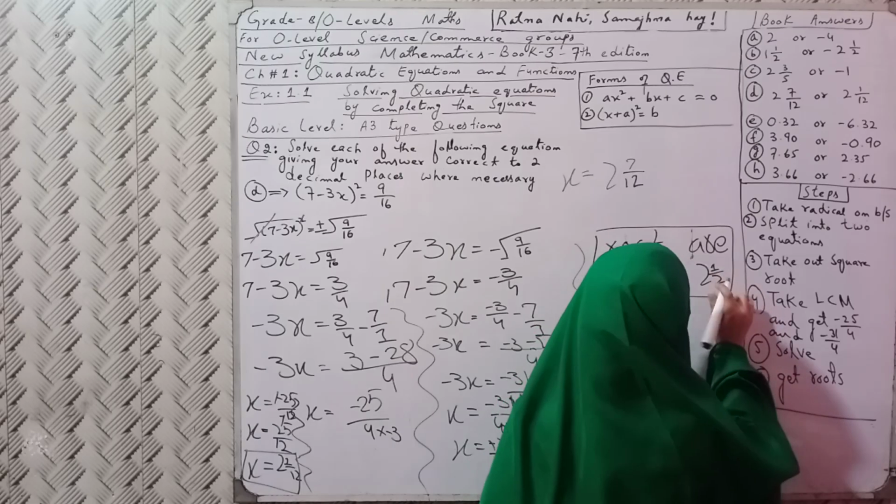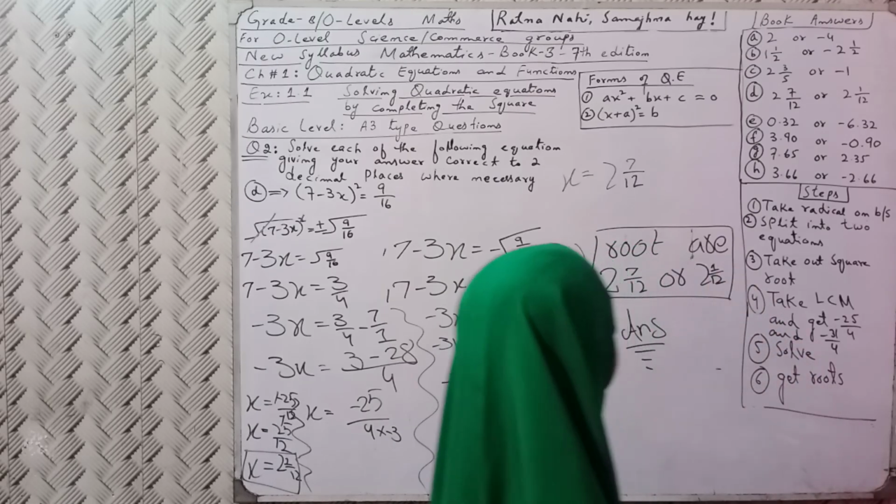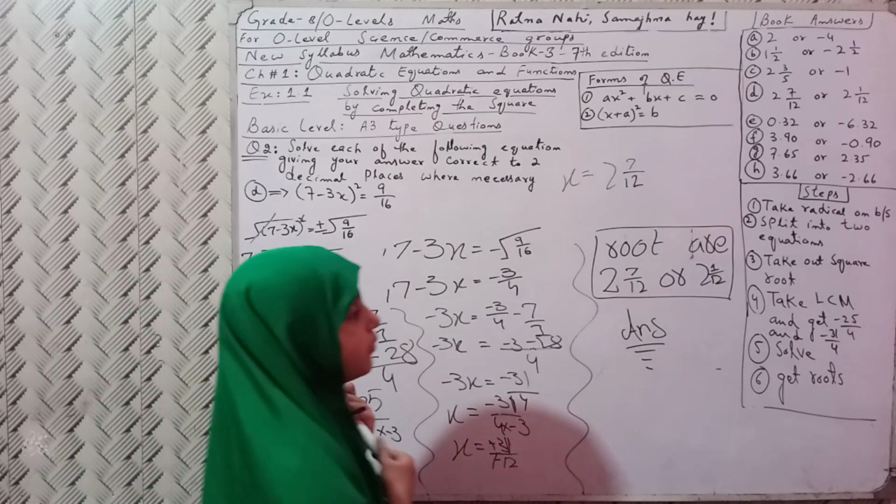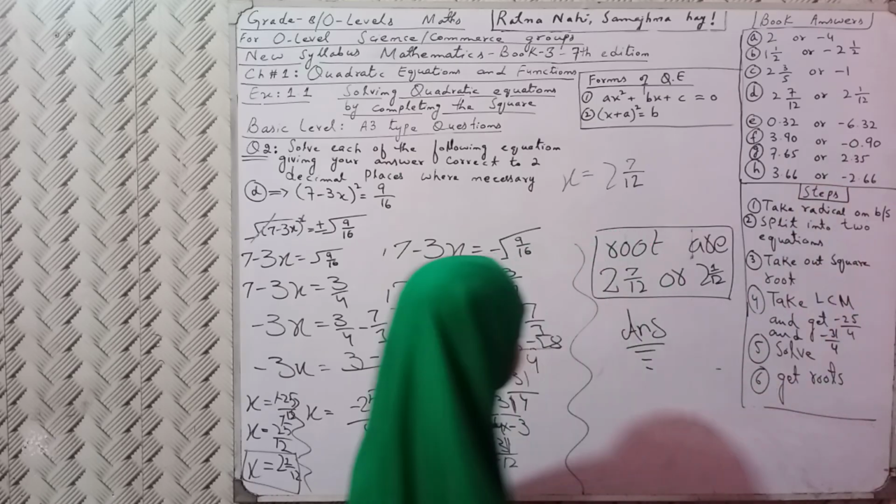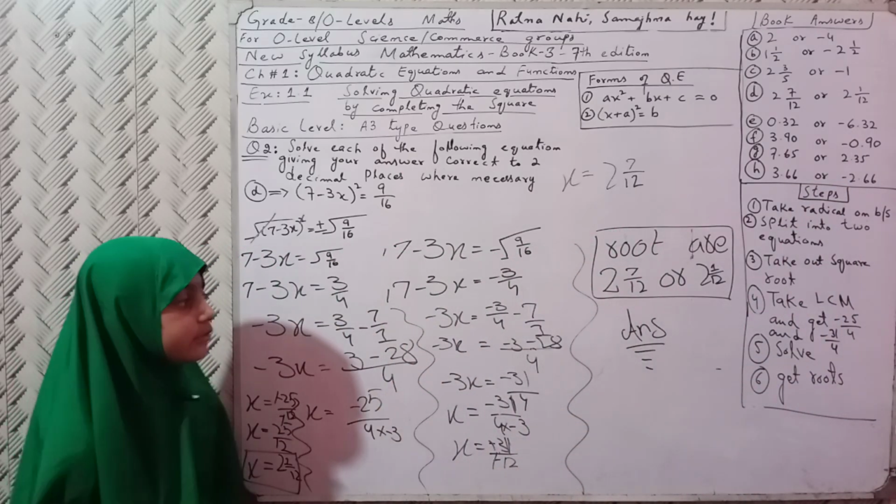Oh, sorry, here will come 12. So 1 upon 12, it simply means 2 whole 1 upon 12. Okay, now simply mean this is correct.